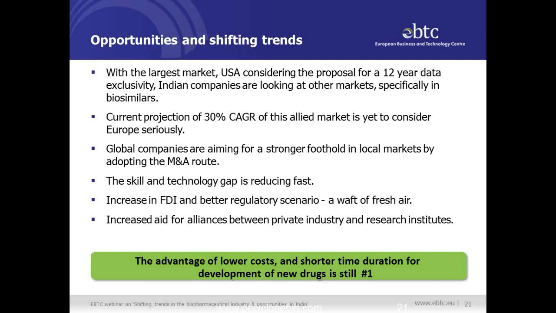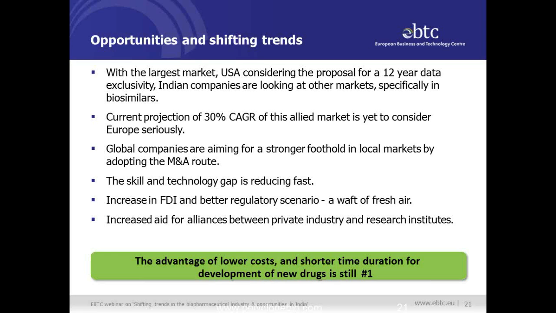And the projection we hear is almost 30% compounded annual growth rate of this allied market outside of the US. Again, most of these considerations are based on exports of vaccines, more so towards Africa and the rest of the countries, even Latin America. What we see now is the major global players, GSK, Sanofi Aventis, and a few other major biopharmaceutical companies looking at a stronger footprint in India, both through M&A, and we have seen some interesting collaborations as well.